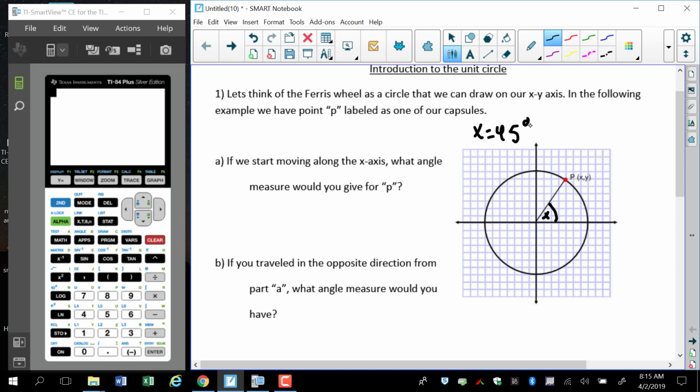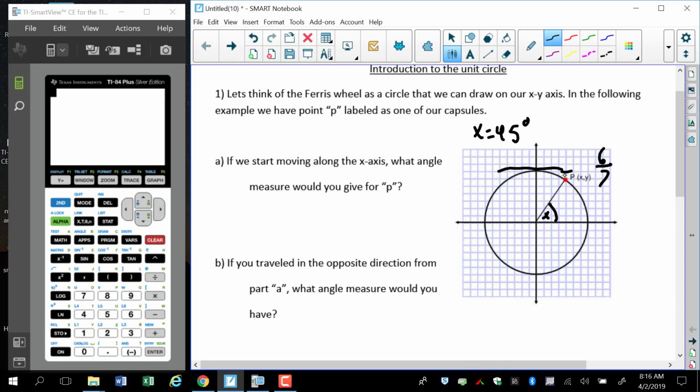How high up are we at 45 degrees? We're 1, 2, 3, 4, 5, 6 units up. And notice 1, 2, 3, 4, 5, 6, 7 units is our radius. So we're 6 out of 7 boxes up. The highest we could be is 7 boxes up along this circle, and we are 6 boxes up at 45 degrees. So we'll keep that in mind for a second.